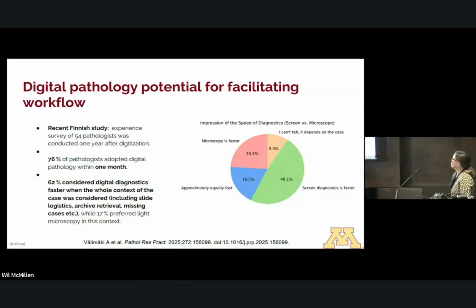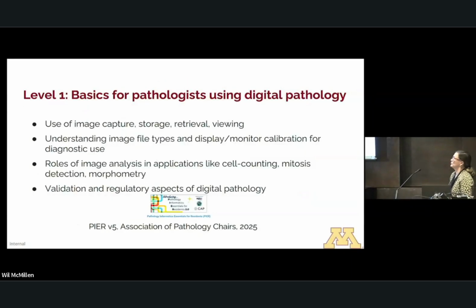And when it came to whether the screen is faster to use than the physical microscope, squarely half of them preferred that, and really only a quarter still preferred using traditional microscopy. So that is an example of the logistics alone, when you're using digital pathology as a microscope, which we know is really only the tip of the iceberg in terms of how digital pathology will be used.